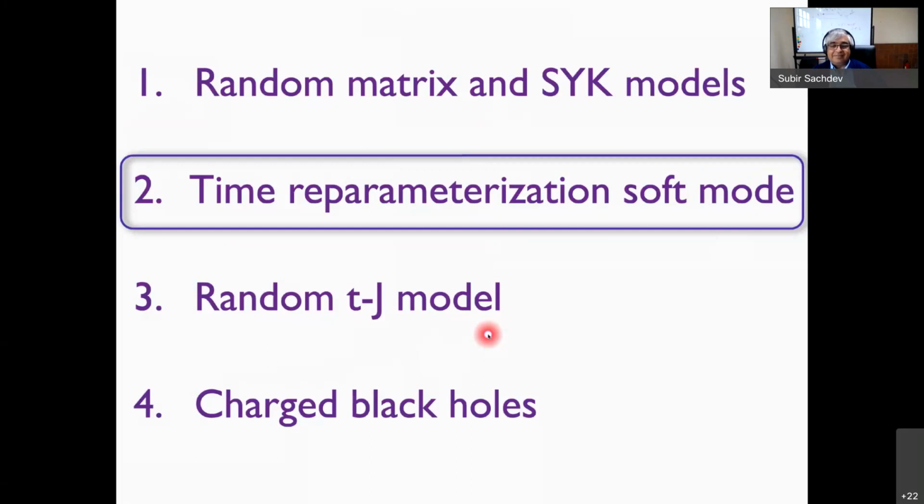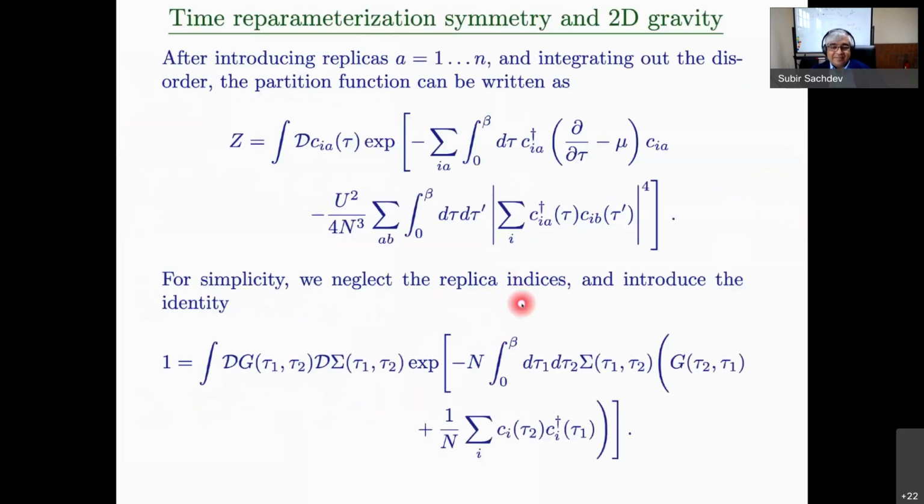So here's just a quick, impressionistic survey of how you get to such a thing. And of course, the time reparameterization should also be pretty suggestive of the connection to quantum gravity, and that's in fact how the connection is established.